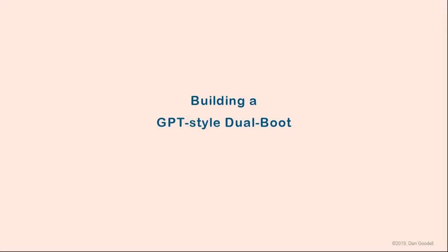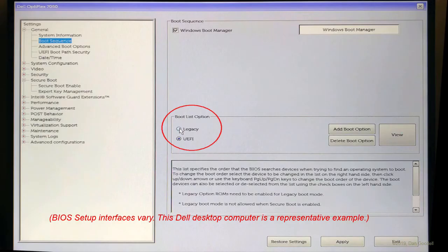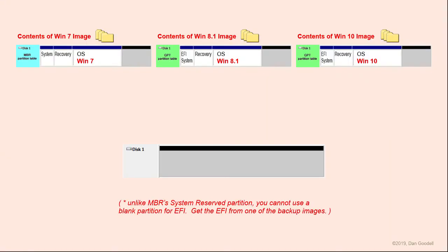Creating a dual boot on a GPT-style disk is very similar to the process with an MBR disk. A GPT disk cannot be booted in legacy or CSM mode. It requires UEFI mode. UEFI doesn't boot from an active partition. It boots from a special EFI partition. Here's an illustration with two Windows 10 partitions. We need an EFI partition, which can be drawn from any source image.